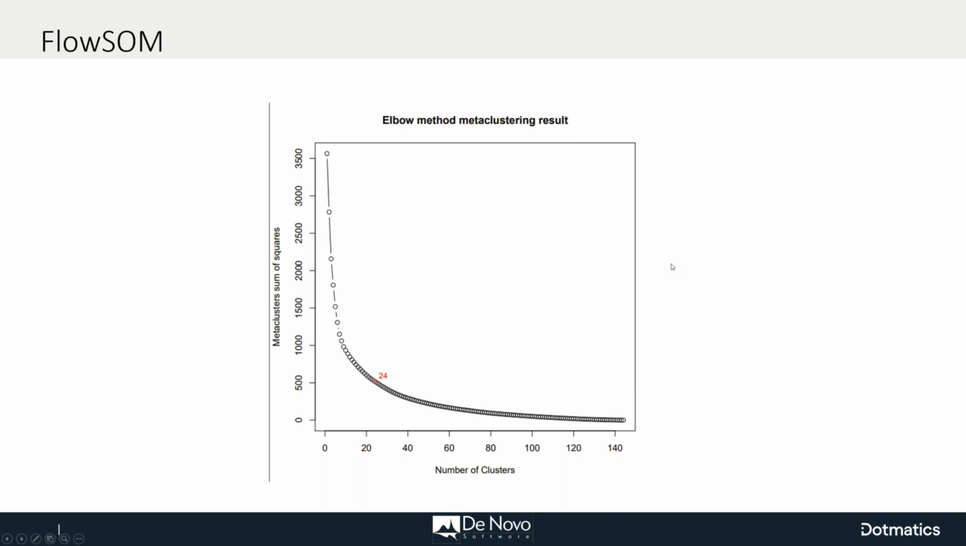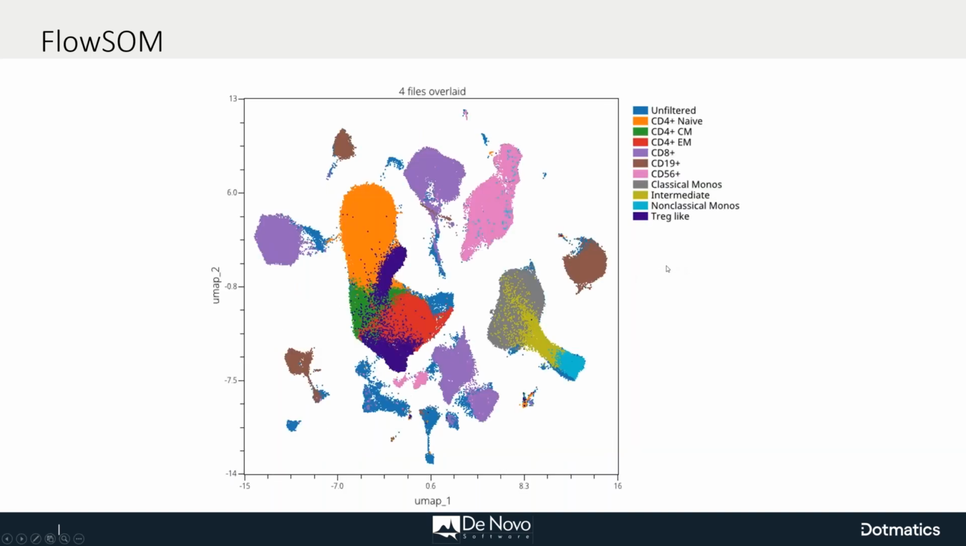And in the last few slides, I want to talk about how people do that so that you're not just sitting there stranded thinking, great, he told me to check what my clusters are, and I don't know how to do that. This is looking at some manual gates overlaid on a UMAP. You can also take your clusters and overlay them on a UMAP as well.